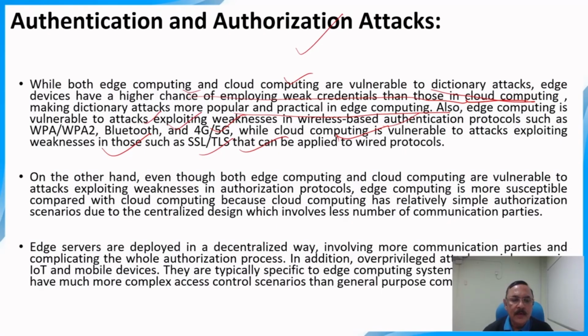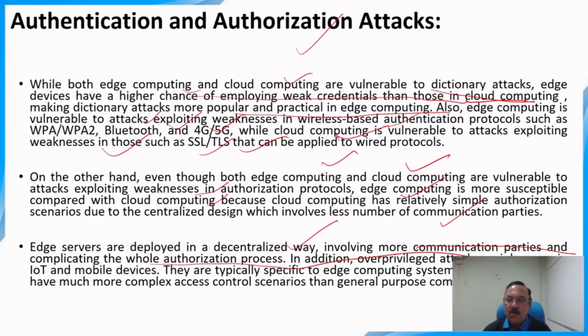On the other hand, even though both edge and cloud are vulnerable to attacks exploiting weaknesses in the authorization protocols, edge computing is more susceptible compared with the cloud, because the cloud has relatively simple authorization scenarios due to its centralized design, while involving a smaller number of communication parties. Edge servers are deployed in a decentralized manner, involving more communication parties, complicating the whole authorization process.